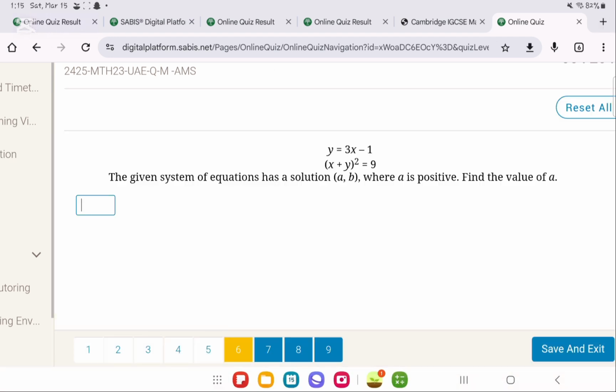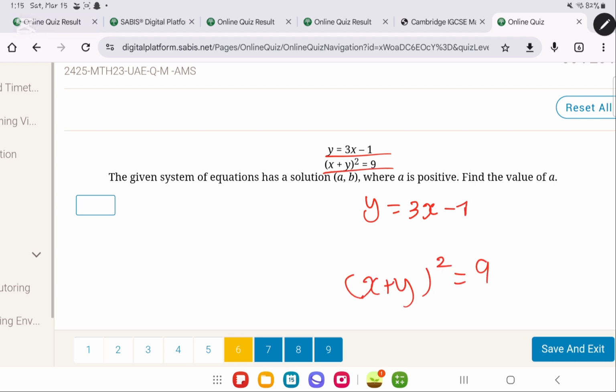In question number 6, they said the given system of equations has a solution a, b, where a is positive. Find the value of a. Very simply, there's many ways to do it. So let us just write what we have. y is equal to 3x minus 1. And then here, x plus y squared is equal to 9. Now, very simply, what you're going to do is find the square root of both sides. You're going to put a radical on this side and a radical on the other side. And you're going to get that x plus y is equal to plus or minus 3. Do not forget that anytime you put a radical, it could be plus or minus.